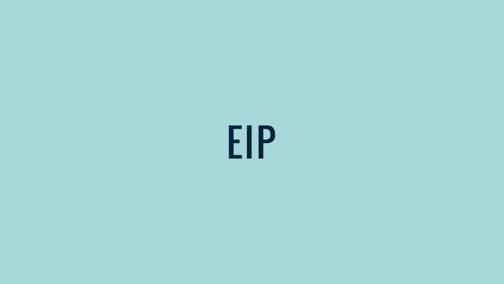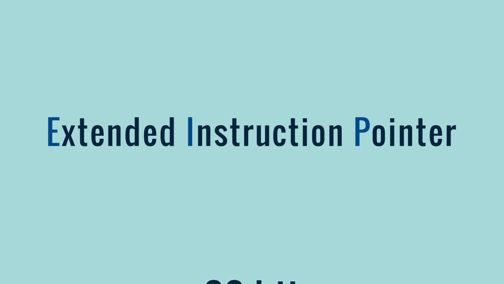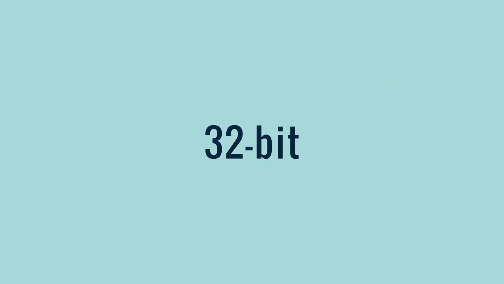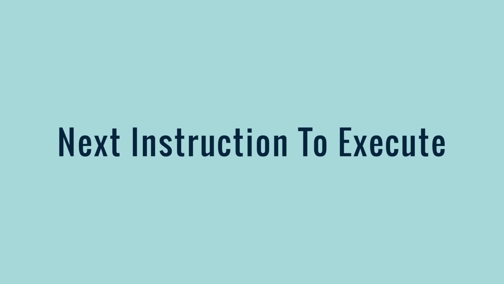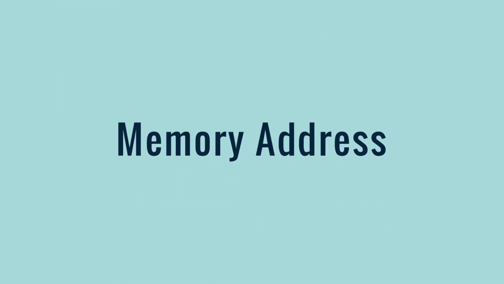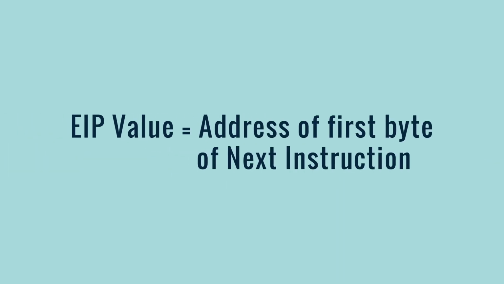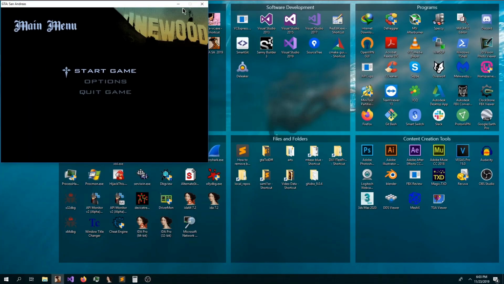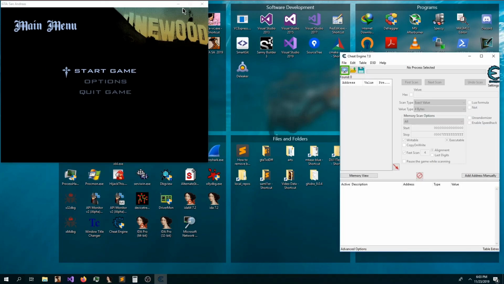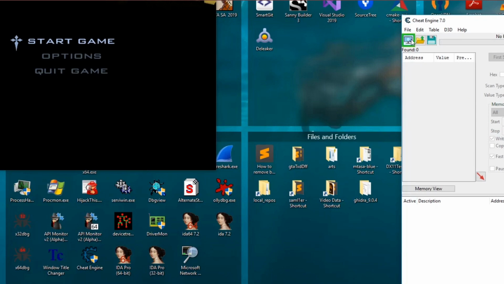The EIP register, also known as Extended Instruction Pointer, is a 32-bit register which keeps track of the next instruction to execute. As we know, every single memory address within RAM can hold up to 1 byte of data. The EIP register will contain the address of the first byte of the next instruction to execute. Let's look at this example. Start Cheat Engine. For this example, we will use GTA San Andreas.